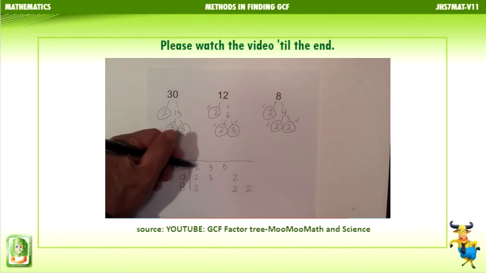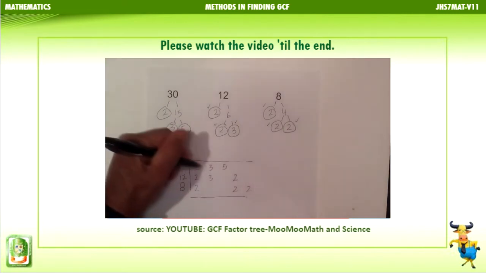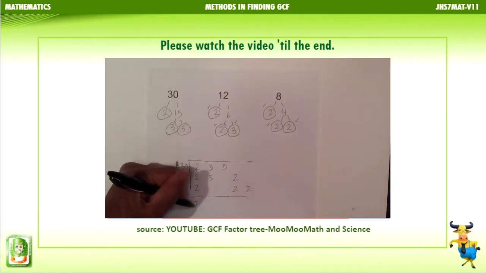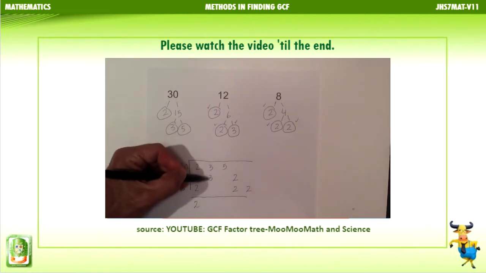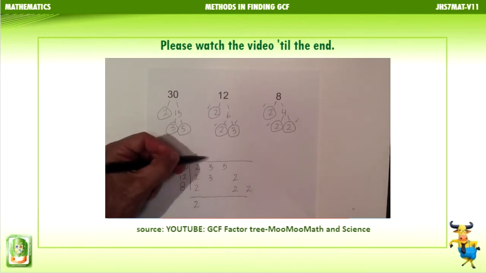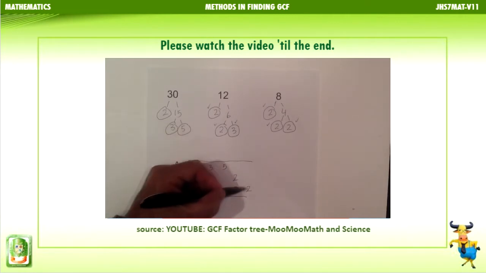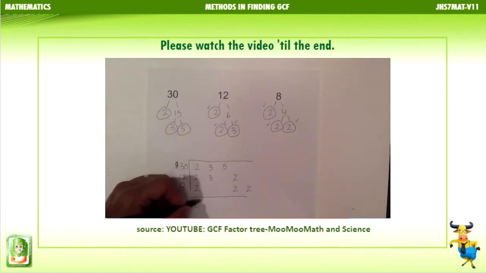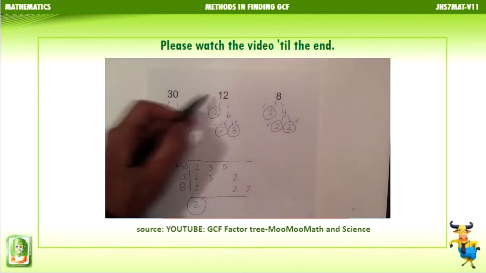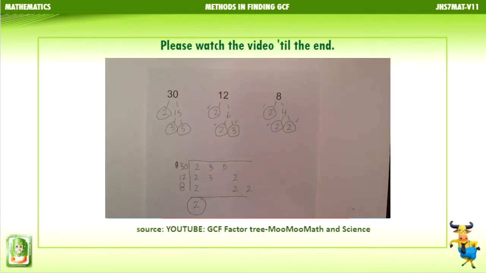So now I have 3 numbers in the vertical column, so I'll write a 2. I have two 3s, but not three, so I can't use the 3. I can't use the 5, these 2s, or this 2. So the GCF of 30, 12, and 8 is 2. I hope that helps with finding the GCF using prime factorization.